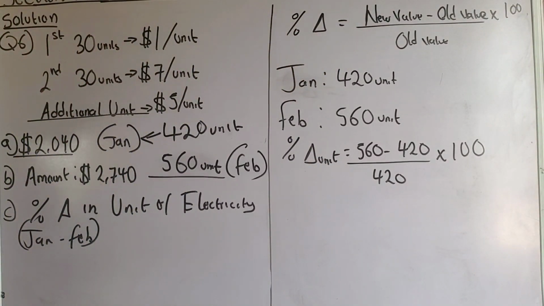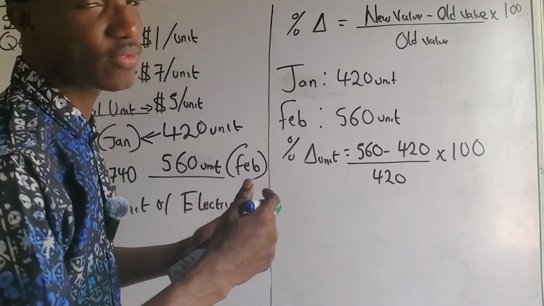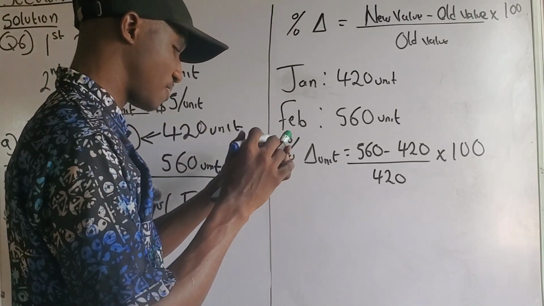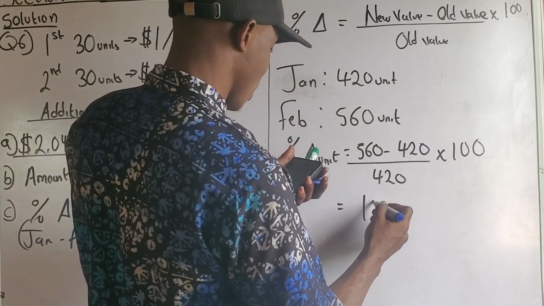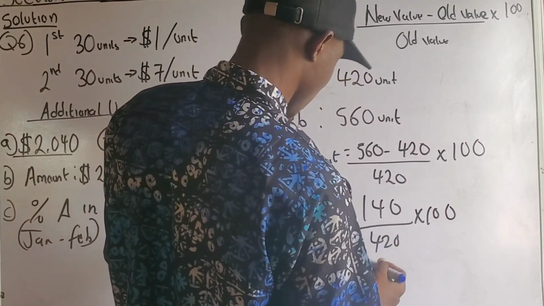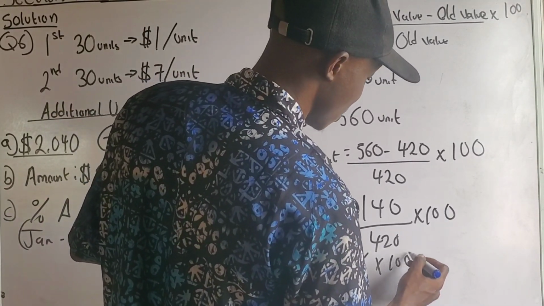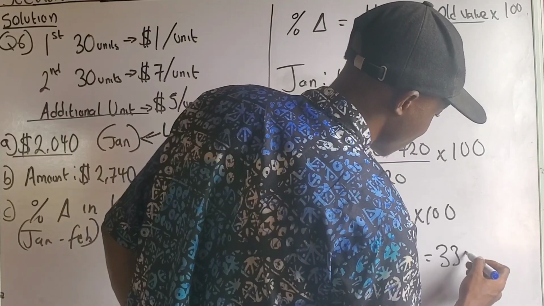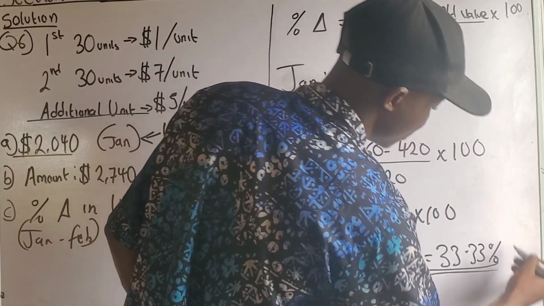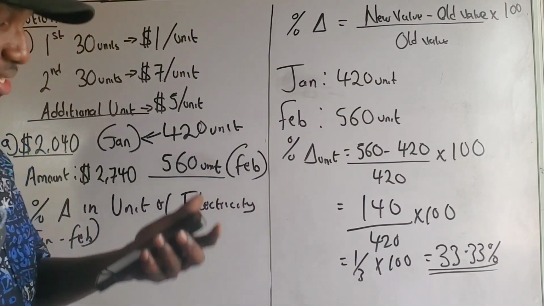And you can also put it like this: change in value. You understand? The change all over whole value times 100. Are you getting it? So for this now, the percentage change will be 140 all over 420 times 100. Okay, so the answer is 1 over 3 times 100. 1 over 3 times 100 is what? 33.33%. That is the solution to that question. Do you understand?